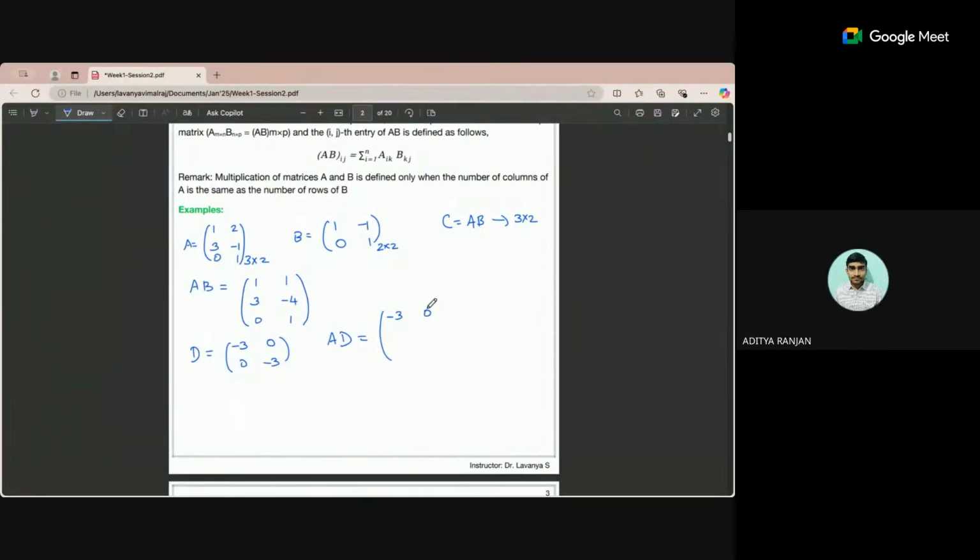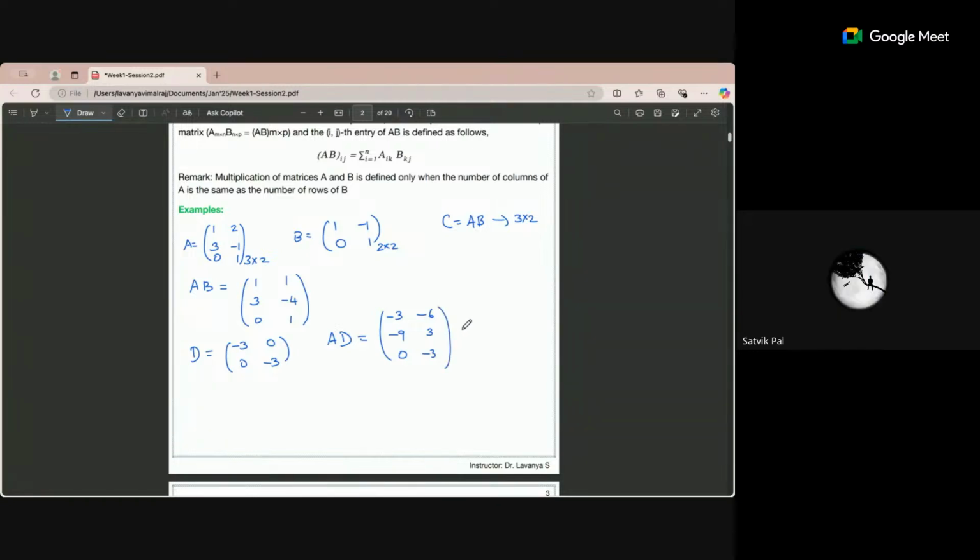Is it 0 or -6? Tell me the correct answer. -6, right? So you have -3 times of 2, so -6. Okay. And then here row 2 times of the first column, -9. And then row 2 times of the second column, 3. And then here 0. And then here 1 into -3, the third row into the second column, it is -3. So what do you observe?